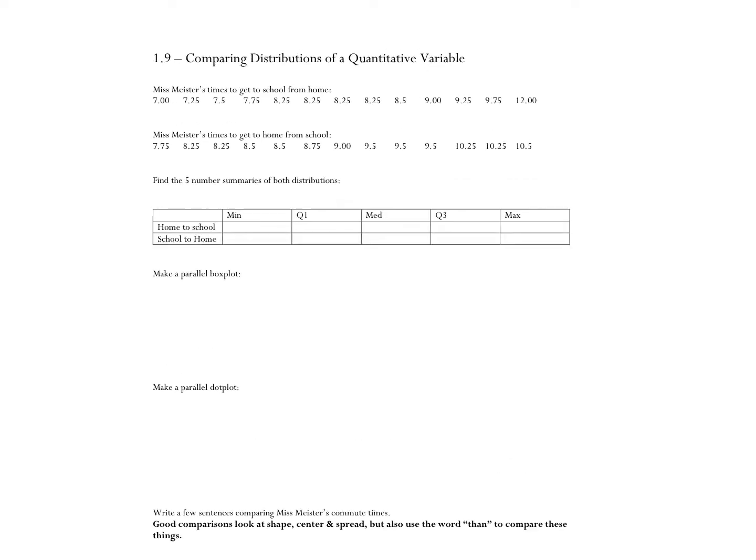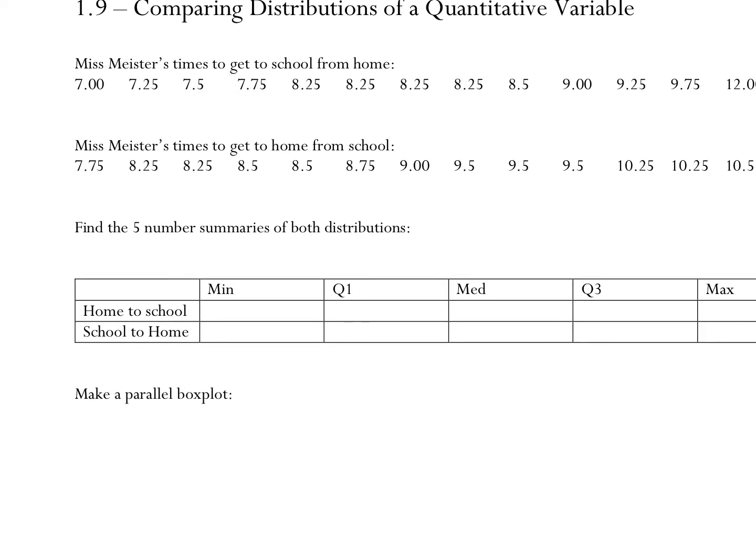So what I did is I changed this to, we've been looking at the to school data, how long it takes me to get to school. And that had a min of 7, quartile of 7.625. And this is just me remembering because I did this a gajillion times because there's 4 sections, right?